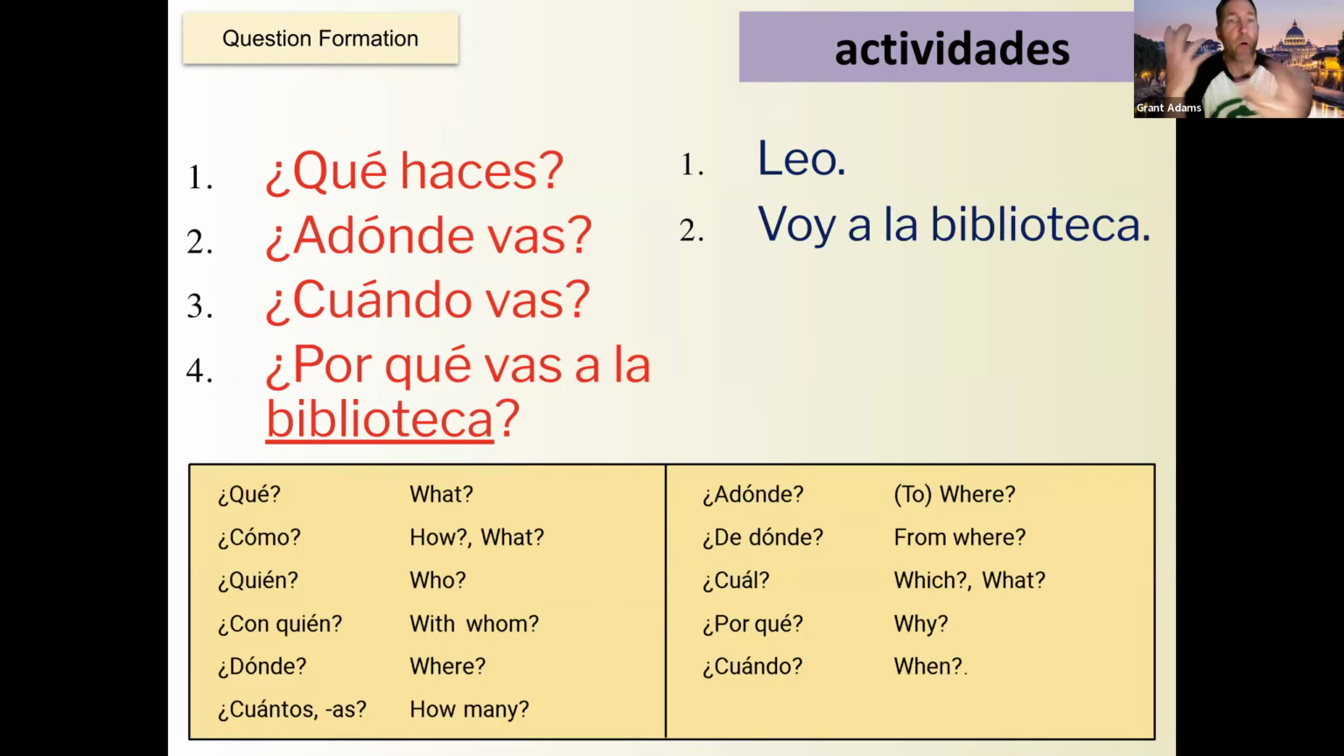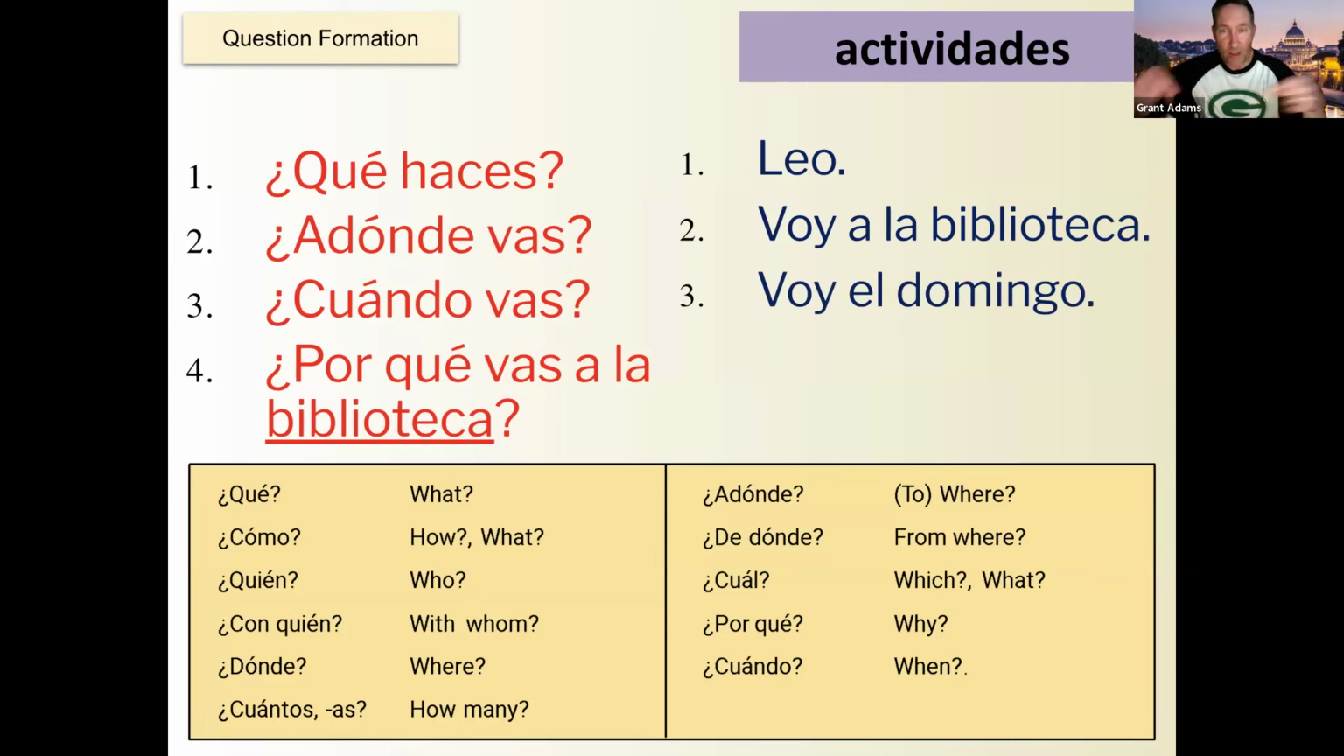Número 3. ¿Cuándo vas? Now, you could have put anything there. La playa, oficina, like you guys are doing. That's fine. ¿Cuándo vas? I read. I go to the library. When? Okay. Voy ahora. Good. Chris is like, I'm going right now. Excelente. Perfecto. Yo voy el domingo. I'm going Sunday. Ahora no. Tengo la clase de español. El domingo. Voy a la biblioteca el domingo.